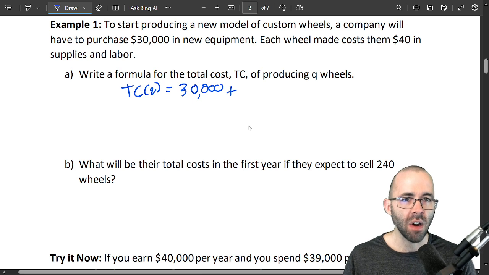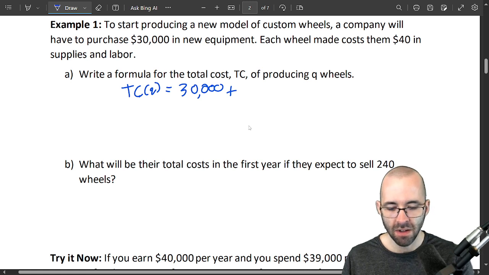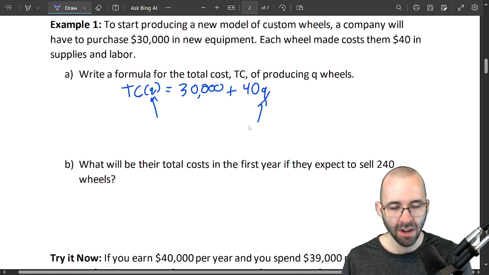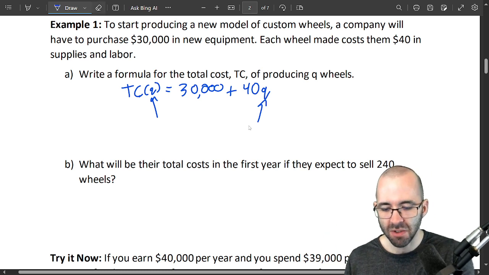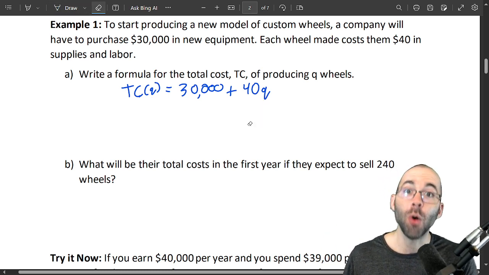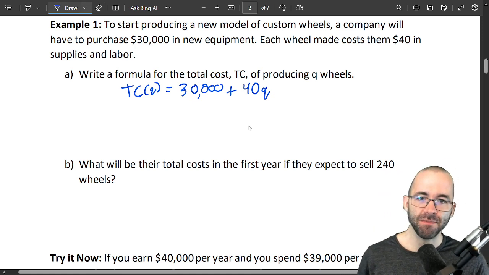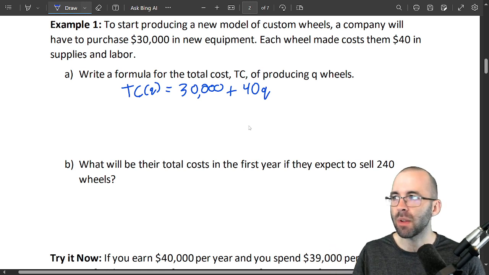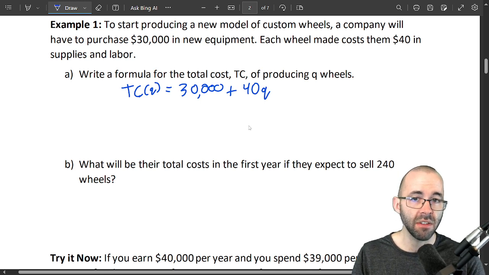But then there's also a variable cost. Every new wheel is going to cost $40 for supplies and labor. So we're going to write it as 40 times Q, making sure that these variables are the same. It's very tempting to write x's, but if Q is the quantity of wheels we're making, let's make sure to be consistent. I always mess that up. You'll probably see it quite a few times in this class. And whenever you're making a formula like that, you can do some gut checks, right? If we make one wheel, it should be the 30 grand and then $40. And yeah, if you plug in 1 into this formula, you'll get 30,040.